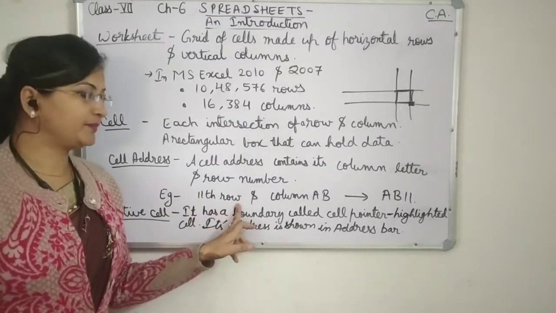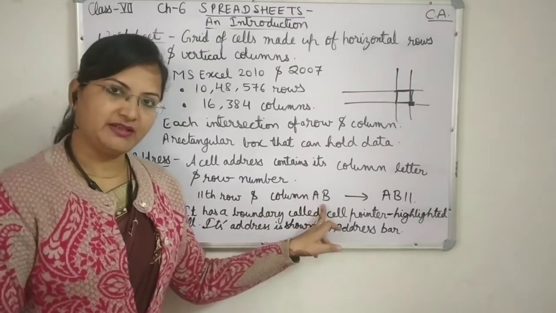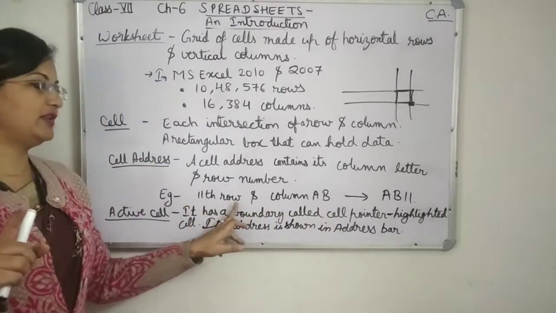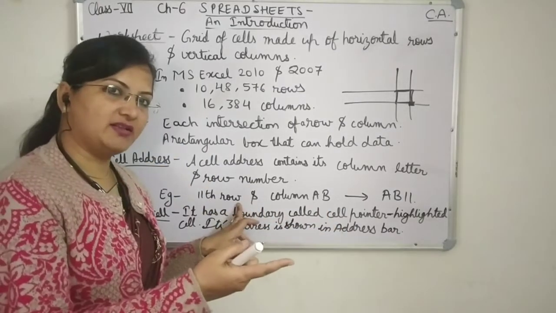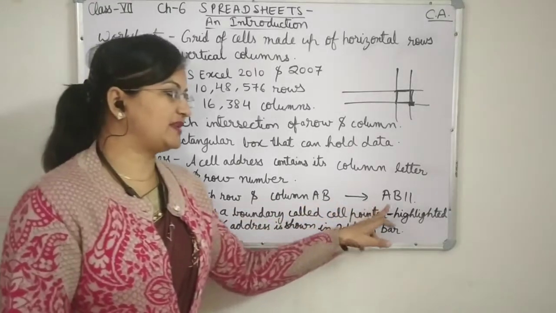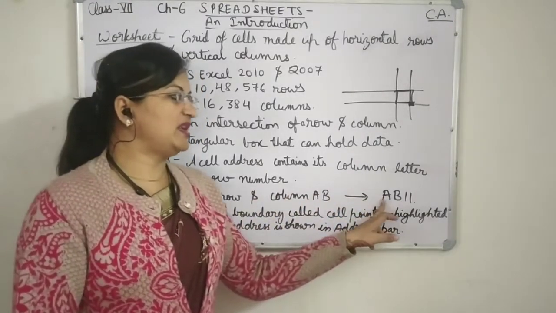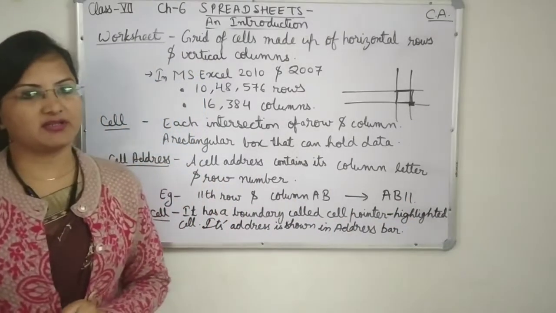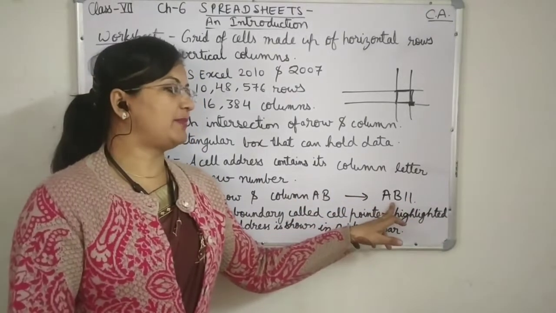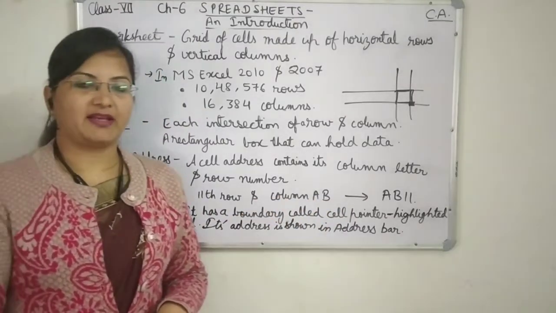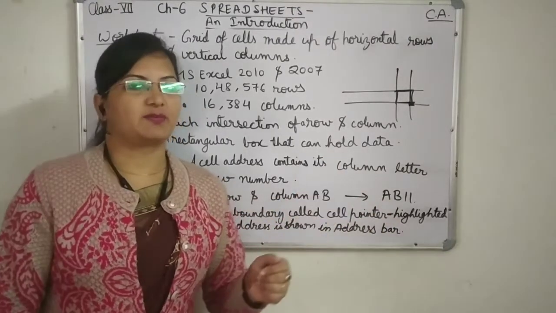11th row and column AB. We have to write the column letter first, remember. Here I have written 11th row first, but you have to write it at the end, after the column letters. So column AB and 11th row means AB11. Got it? This address will appear in the address bar when we select this cell.